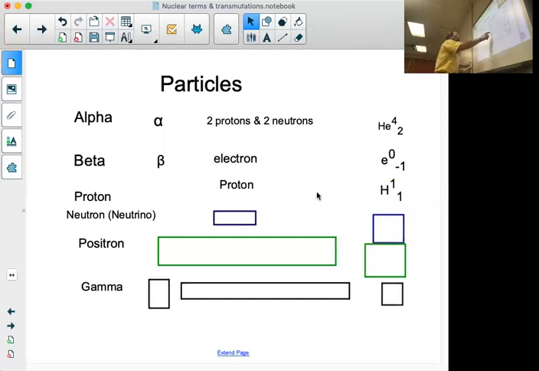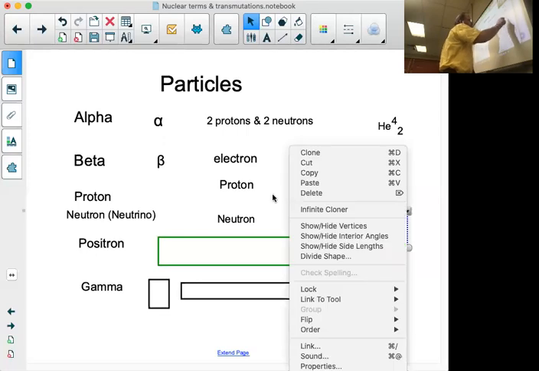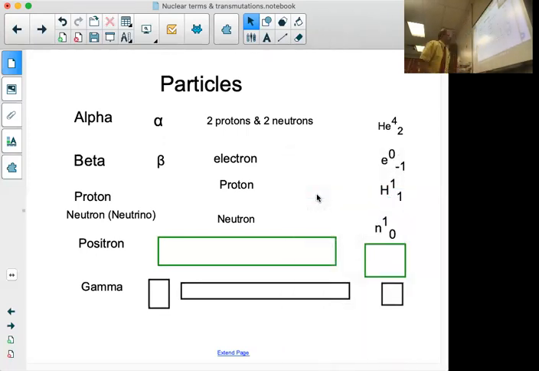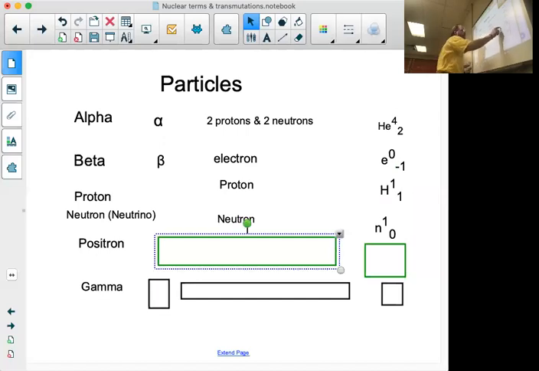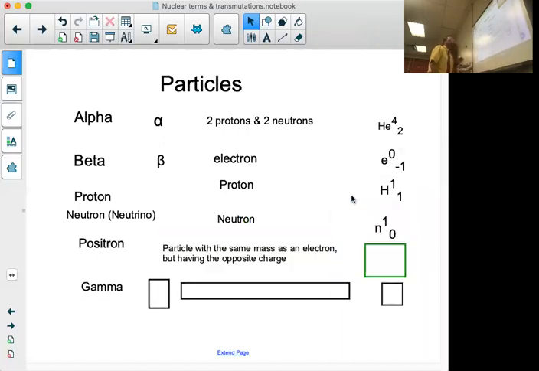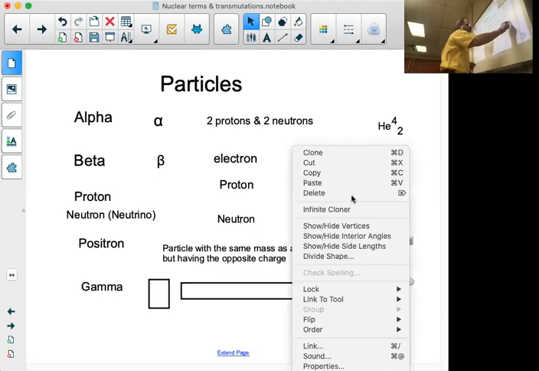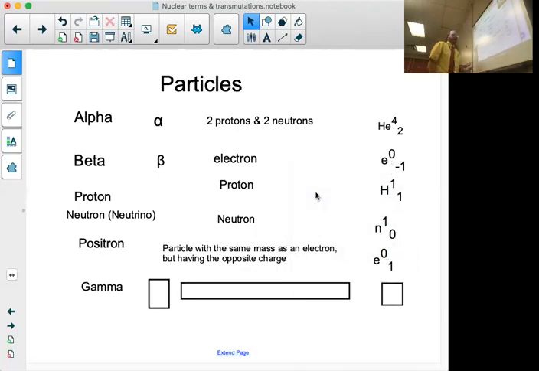A neutron, of course, is just a neutron. Since there's no element, that's just a pure neutron, we use N 1/0. Now, positron sounds like something out of Transformers. A positron has the same mass as an electron but the opposite charge. So if it's the same mass, we use the same symbol of e, but instead of being negative, it's going to be positive, 0/+1.